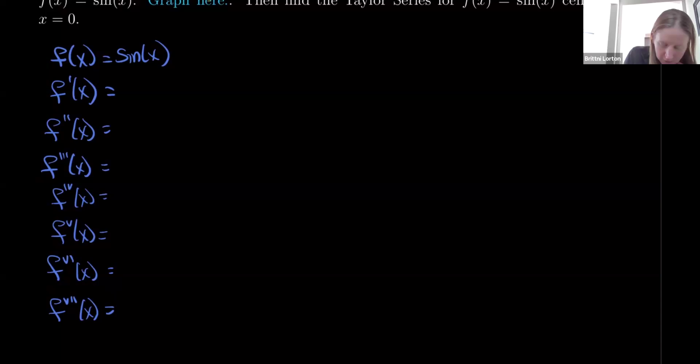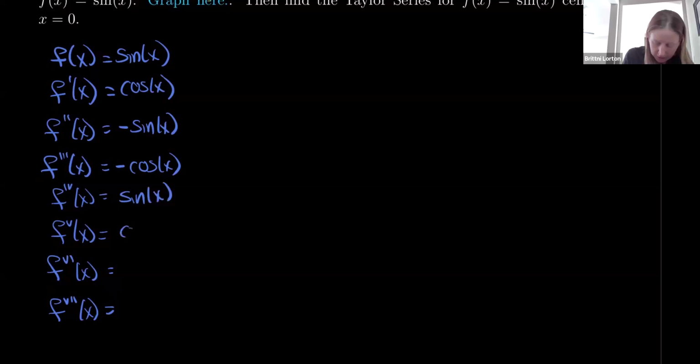We can find these derivatives. The derivative of sine is cosine. The derivative of cosine is negative sine. The derivative of negative sine is negative cosine. The derivative of negative cosine is sine. And then we can continue on. You can do this all day long, and I certainly don't intend for you to do it all day long, only up to the 7th term. Okay, I found all the derivatives. I find all of them first.